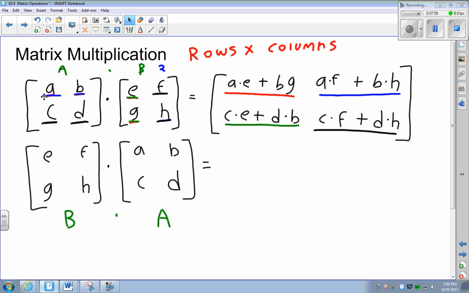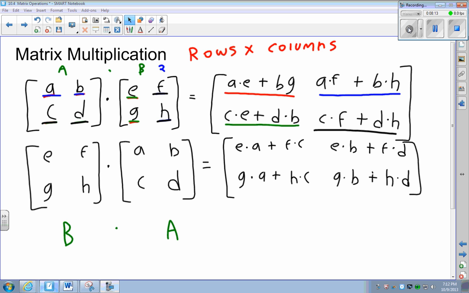Okay, but now let's look at the opposite. What if we're looking at B times A? Now I want you guys to pause the video and try to figure this out on your own. It's going to be great practice. Anyways, I'll pause it and come up with the solution. Okay, so this is what I ended up getting.